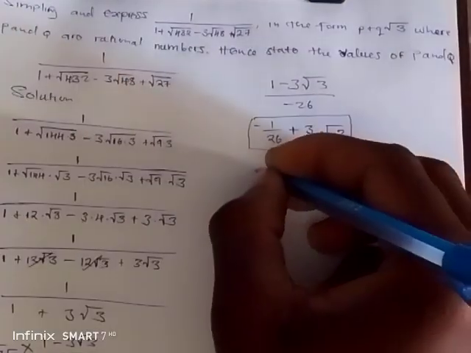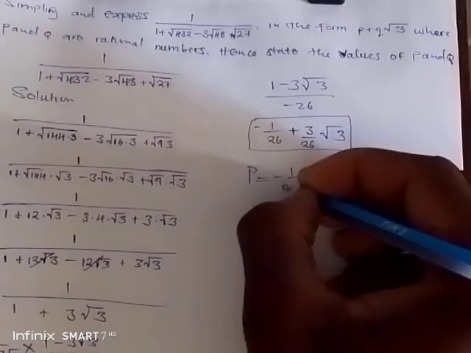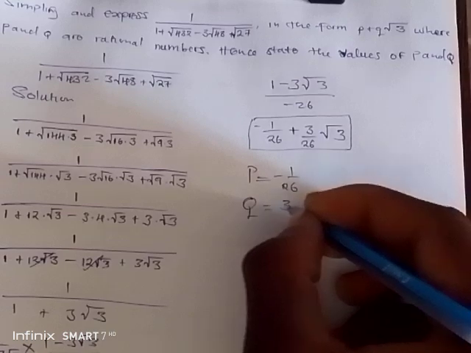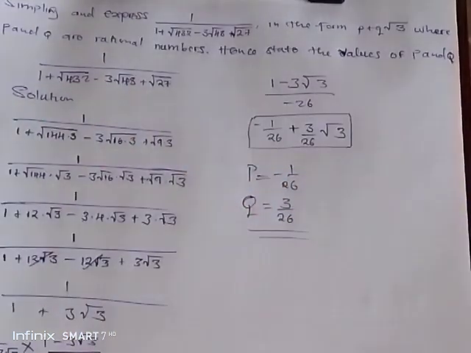So now for us to check the value for p, the value for p is negative 1 over 26, and the value for q is equal to 3 over 26. So this is the solution to this question.